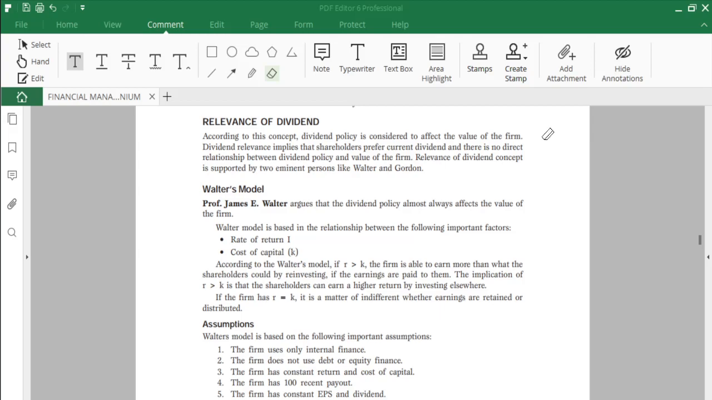One is your quantity, then your timings, and then your forms. What is this quantity? How much you are going to pay. What is this timings? When you are going to declare. And forms: in whatever form you are going to declare the dividend.